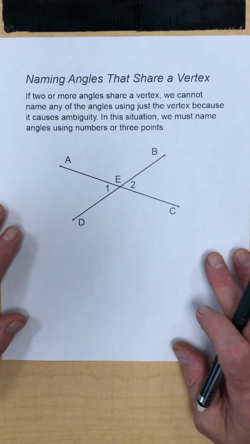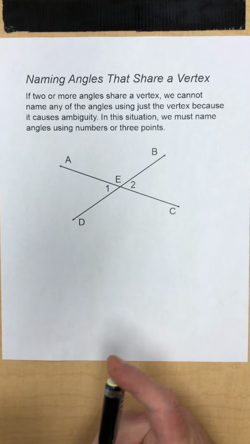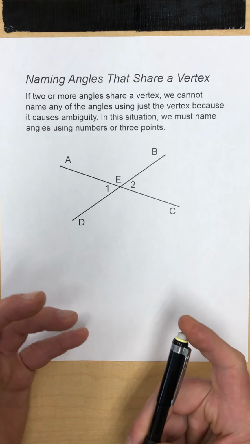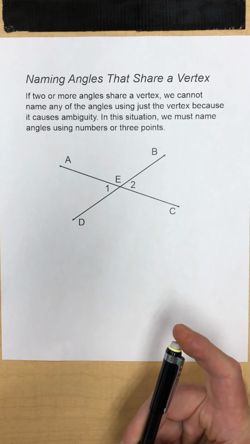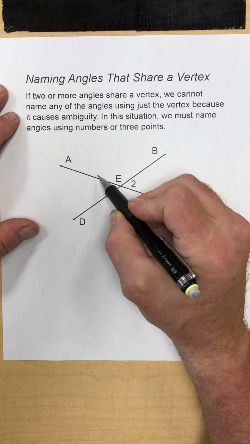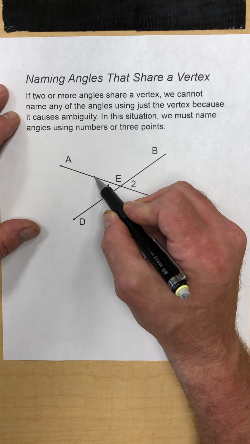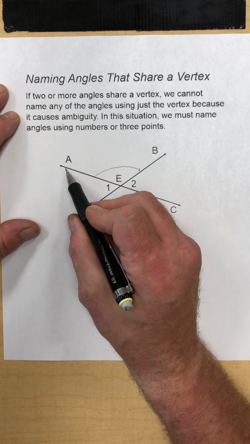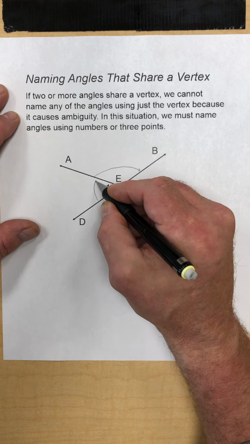Here is a perfect example of a situation where you have multiple angles sharing the same vertex. In this situation, you can't name any of the angles just angle E here. Because think about it, you've got an angle right here coming along this side, going to this vertex and up here. Then you have this angle over here coming down from this side to the vertex down here. And so we've got an angle right there.